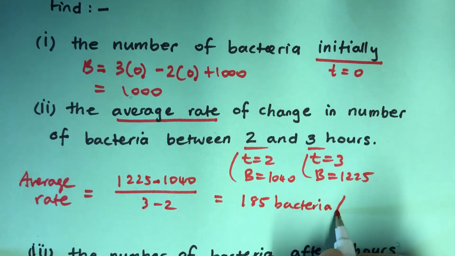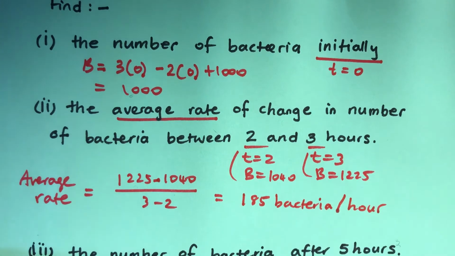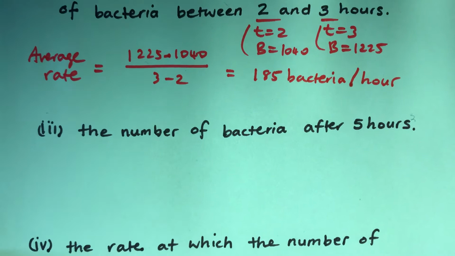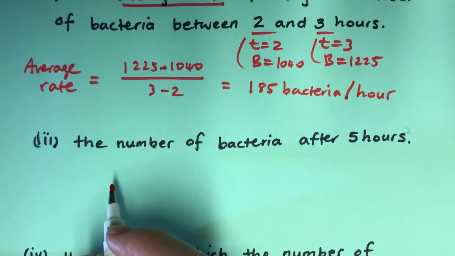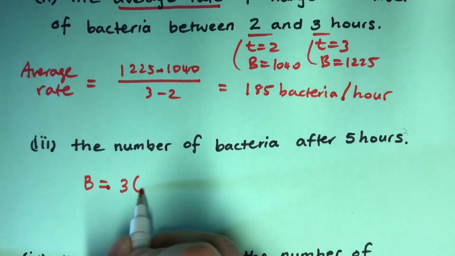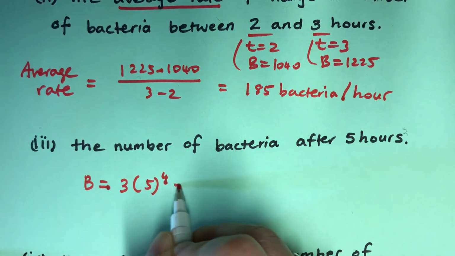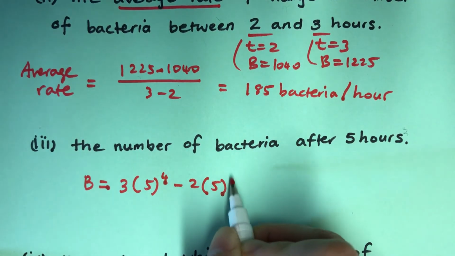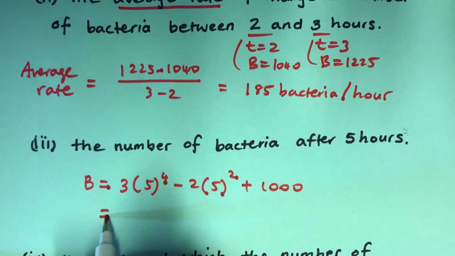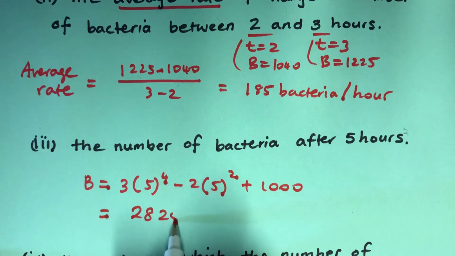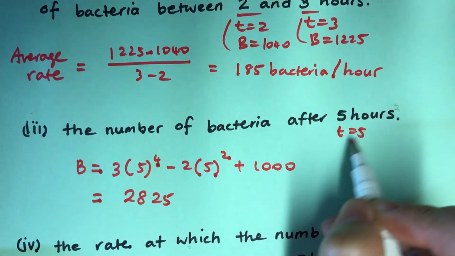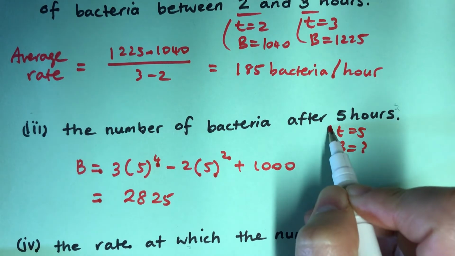Bacteria per hour. Excellent. Next one, the number of bacteria after 5 hours. That's not too bad. This is just finding B using the formula 3t to the power of 4 minus 2t squared plus 1,000, and then you will get 2,825. Okay, so that's what it is. So t was 5. That's what we have to find.